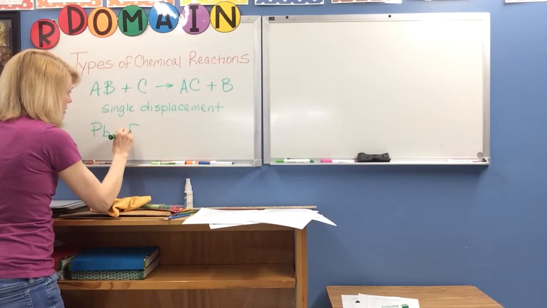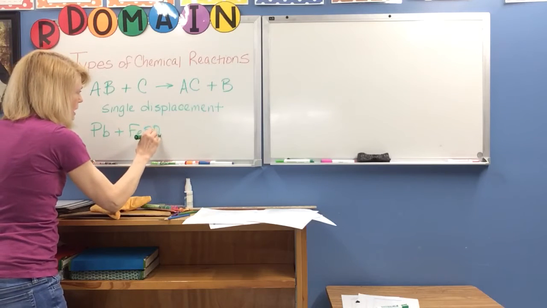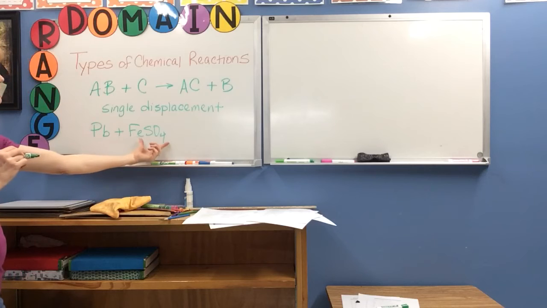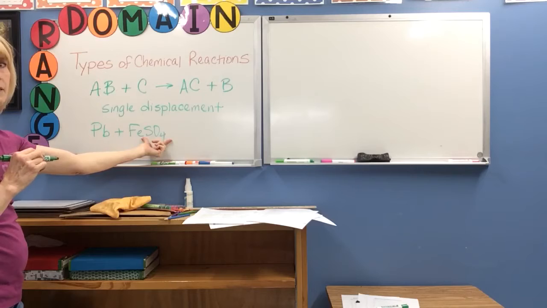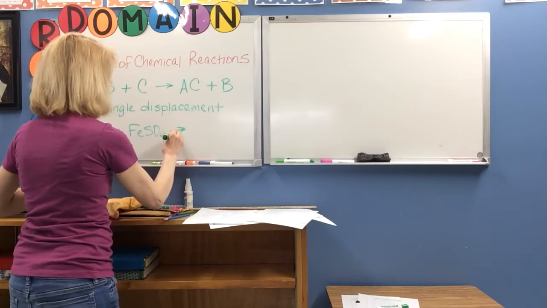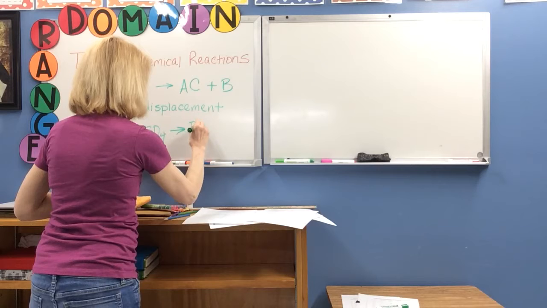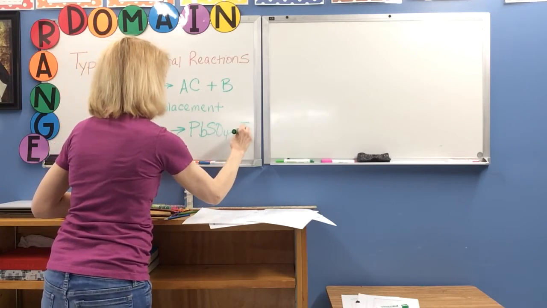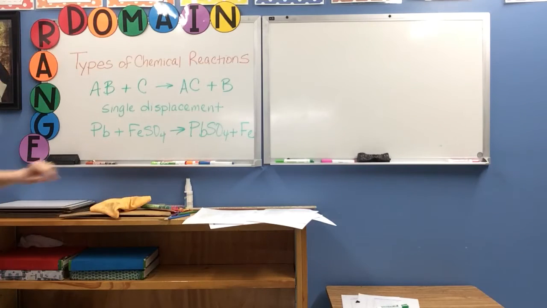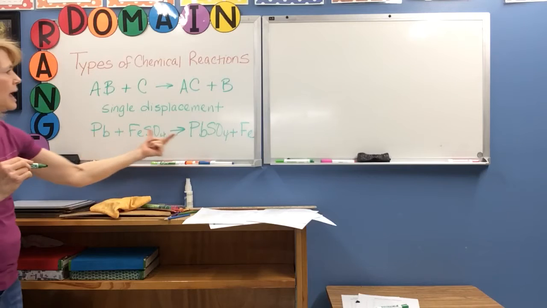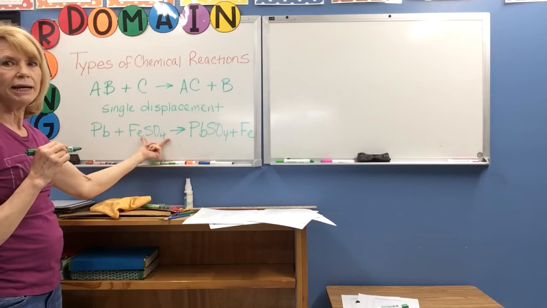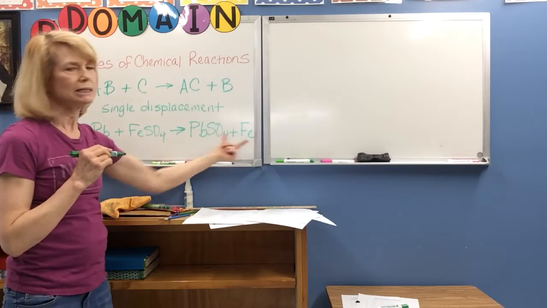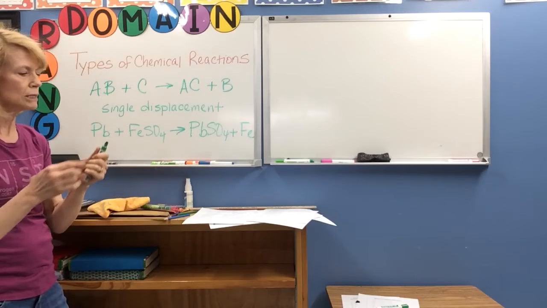An example of a single displacement reaction is lead plus iron sulfate, and this SO4 ion stays together. So it yields lead sulfate plus iron. Okay? So that lead has taken over the sulfate ion and left iron by itself. Okay, that's a single displacement reaction.